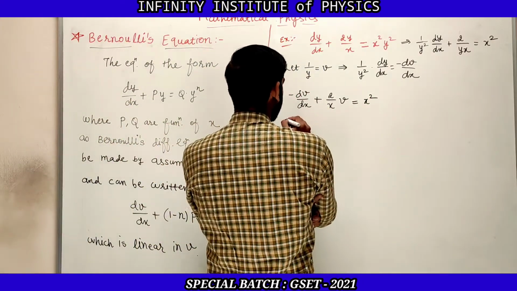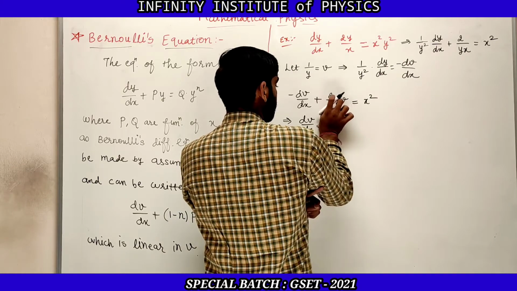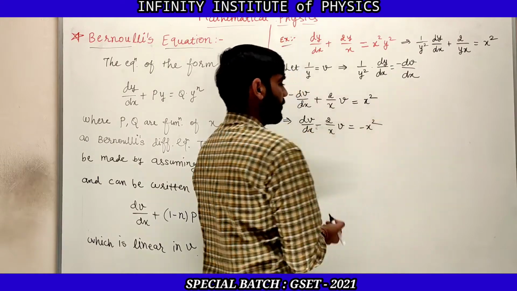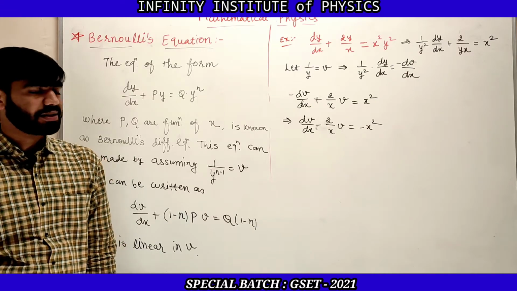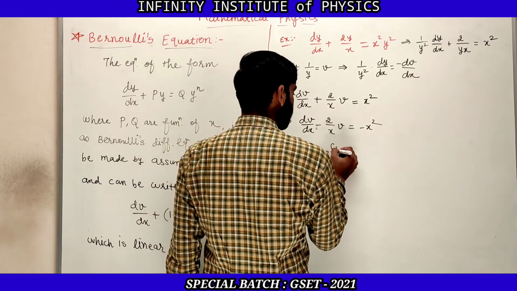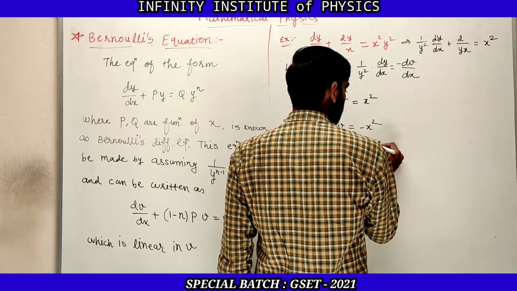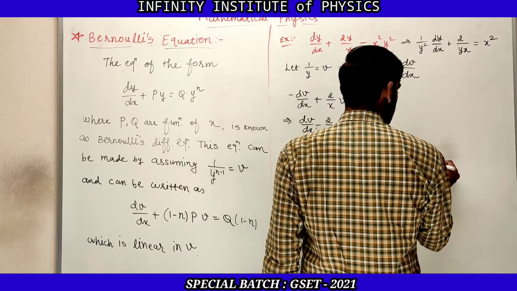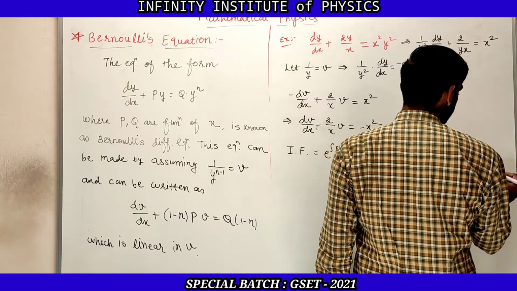Now let us multiply it by minus 1, then it will be dv by dx minus 2 by x into v, which is equal to minus x square. And now this is a linear differential equation in v. This is linear, so the integrating factor will be e raised to integration p dx, where p is equal to minus 2 by x. So it is integration of minus 2 by x dx, so it is e raised to minus 2 ln x. So it is e raised to ln x raised to minus 2, and so it is 1 by x square.